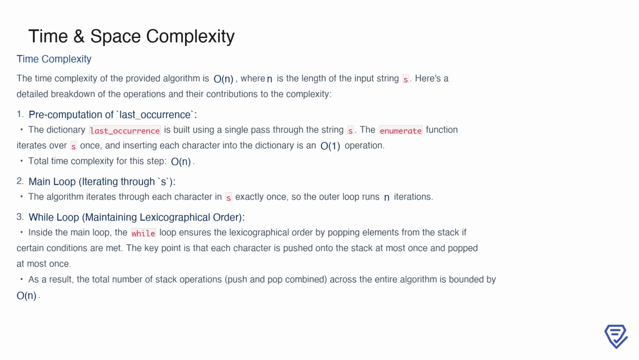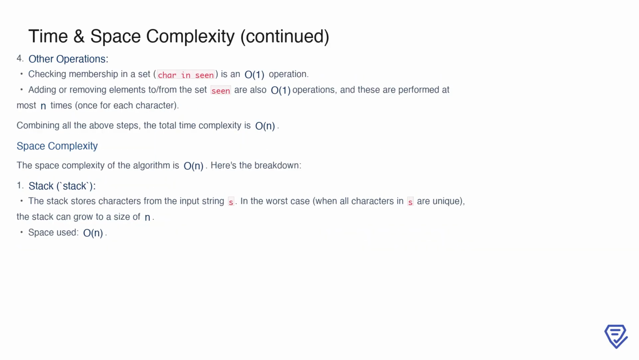Next is the main loop, where we iterate through each character in the string. This loop runs exactly n times, as we process each character once. Inside this loop, there's a while loop responsible for maintaining the lexicographical order of the stack. The key observation here is that every character is pushed onto the stack at most once and popped from the stack at most once. This means the total number of stack operations, including both pushes and pops, is also bounded by O(n).